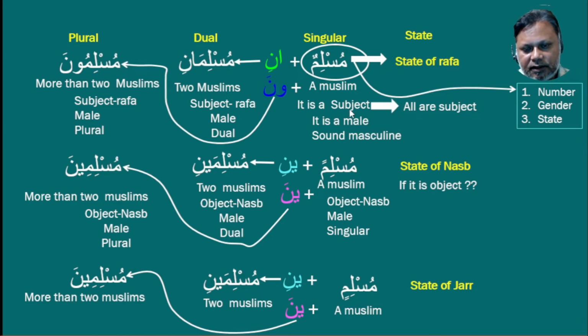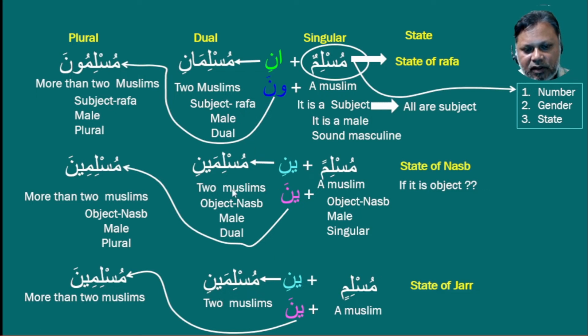We noticed that in singular there are three different endings: Muslimun, Musliman, and Muslimin. But in dual we have two endings. One is Muslimani and another is Muslimaini. Muslimaini in nasab and jar is the same. That means in dual this word has two markers, two states. One is Muslimani, the other is Muslimaini.